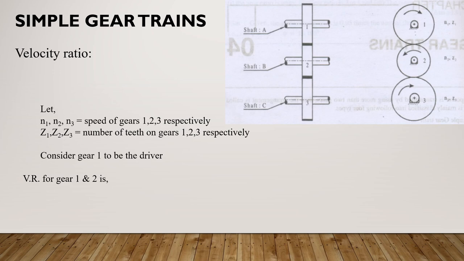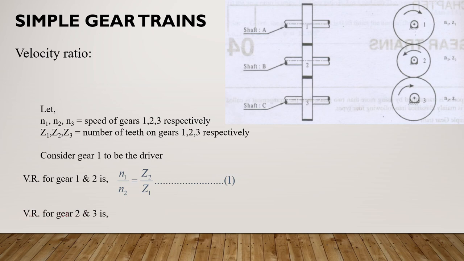So what is the velocity ratio? We have already seen the definition. Velocity ratio is nothing but the ratio of angular speed of the driver gear to angular speed of the driven gear. So in terms of speed, it is n1 by n2, and that can be equal to z2 by z1. So this will be the first equation.